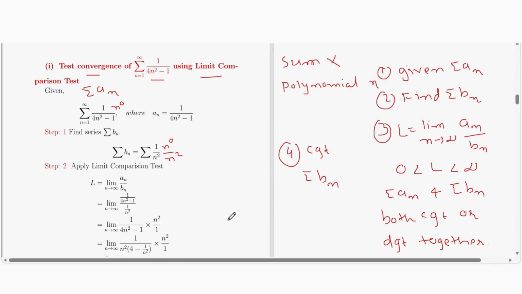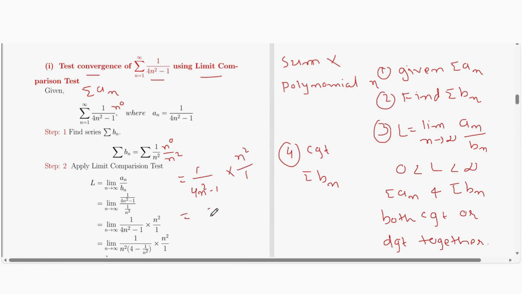So here, as per the discussion, find limit L. L is equal to limit n tends to infinity AN upon BN. So what is the AN? AN is the nth term of the given series, 1 upon 4n square minus 1, and BN is the nth term of the new series, 1 upon n square. Now simplify this. We get 1 upon 4n square minus 1, multiplied by the reverse of the denominator and numerator, so n square upon 1.